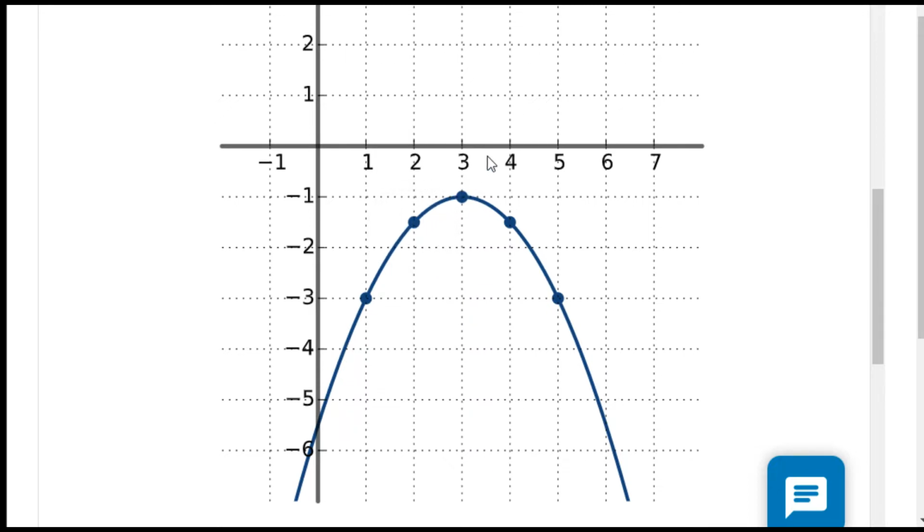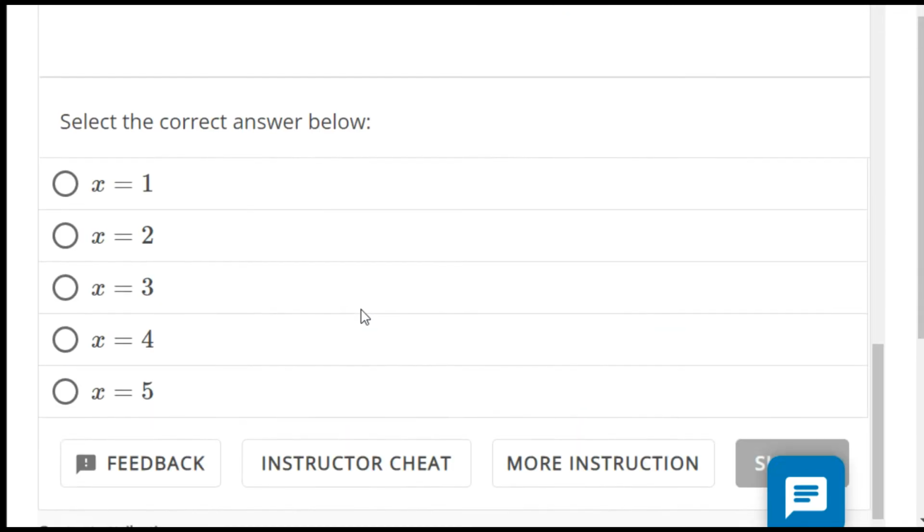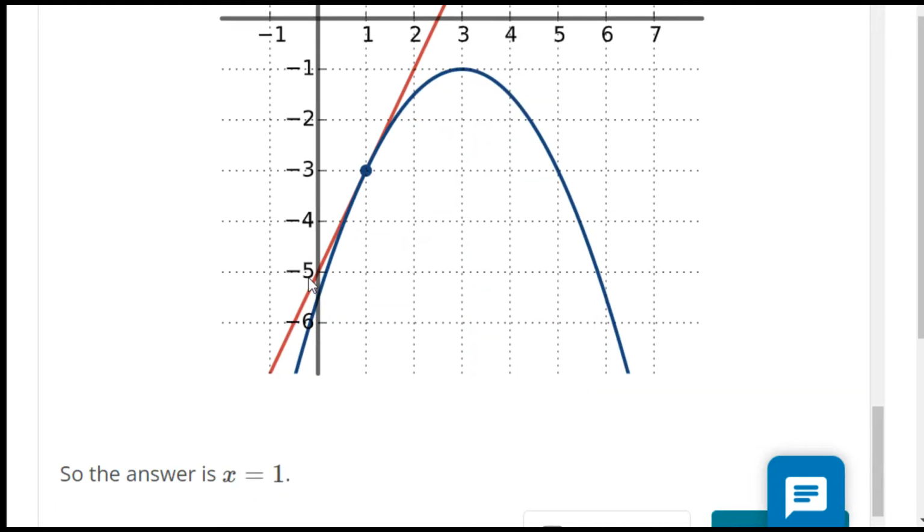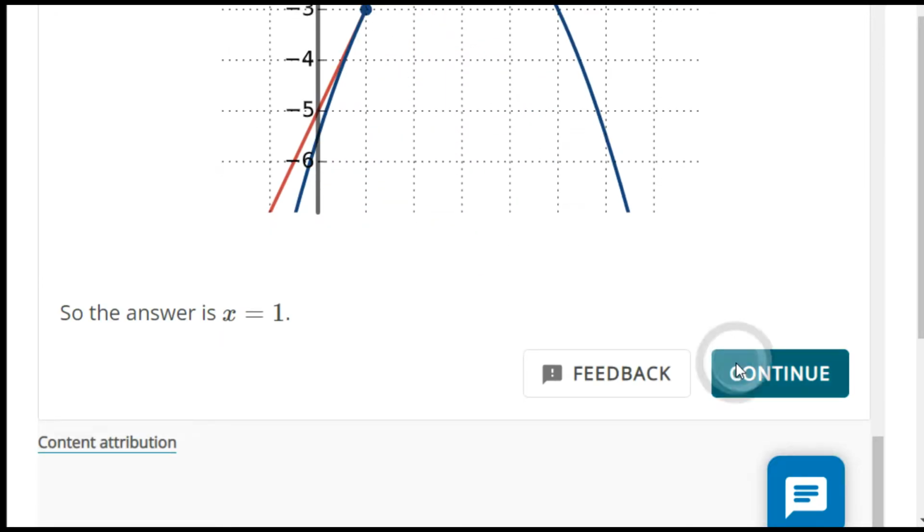I mean, hold a sheet of paper up to your screen and try and draw a line that just barely kisses that one point right there. It won't have a slope of 2. It's this guy where x is 1. And here they've got a picture of it for you. And sure enough, you can verify that it starts off down here and it has a run of 1 and a rise of 2. That's a slope of 2.